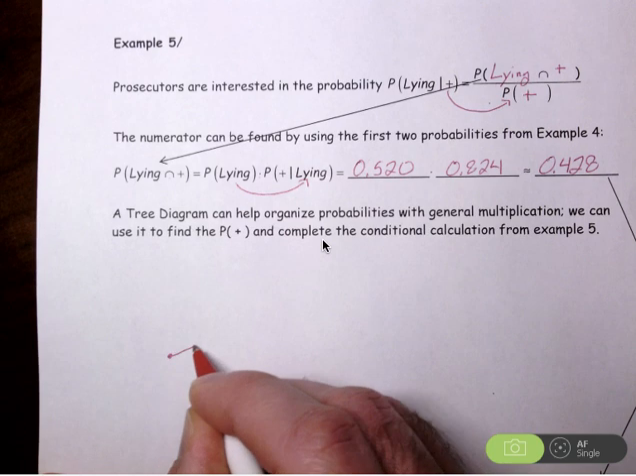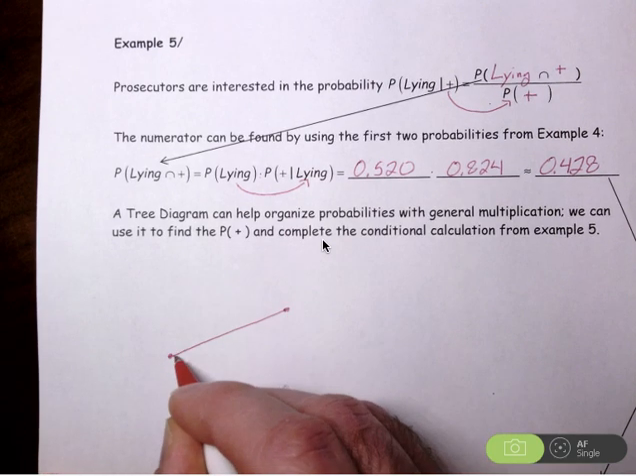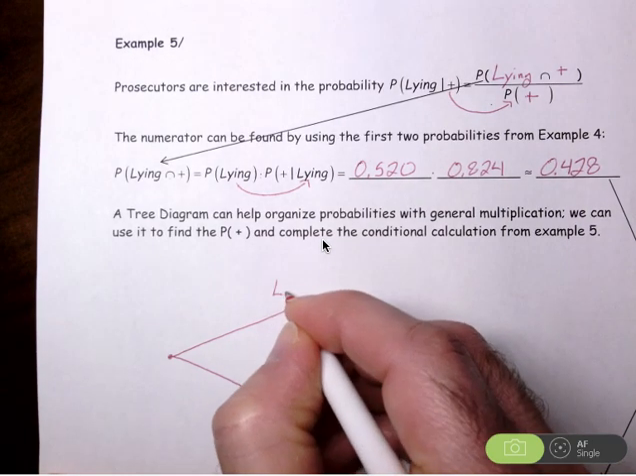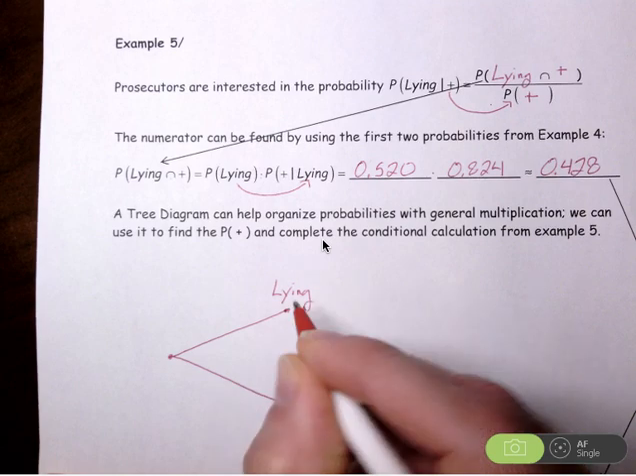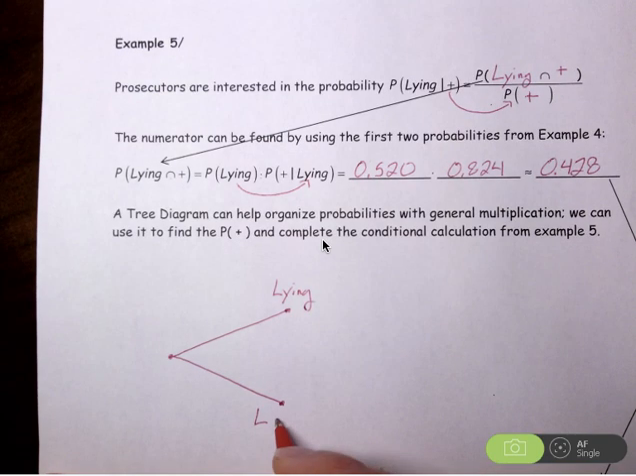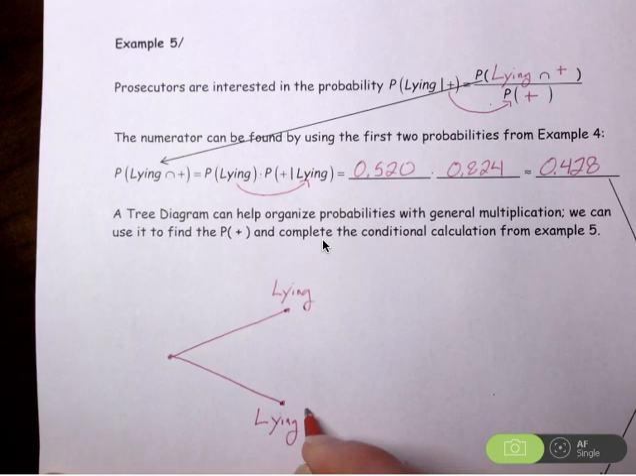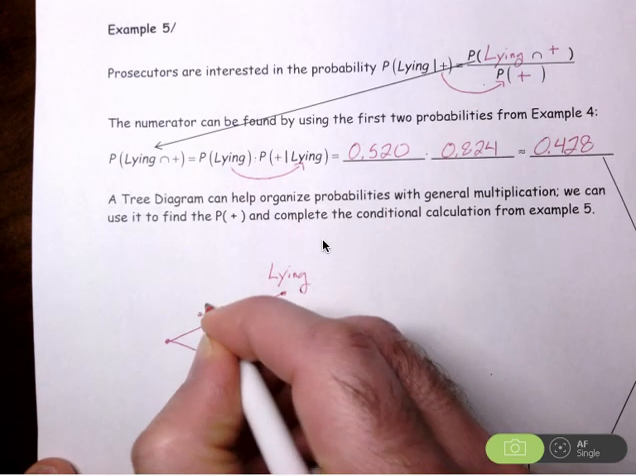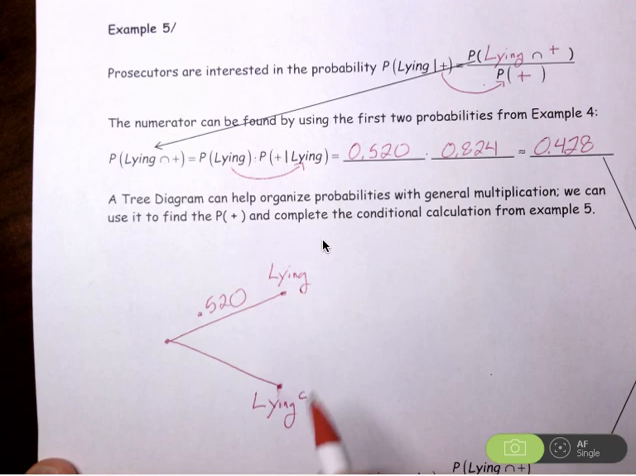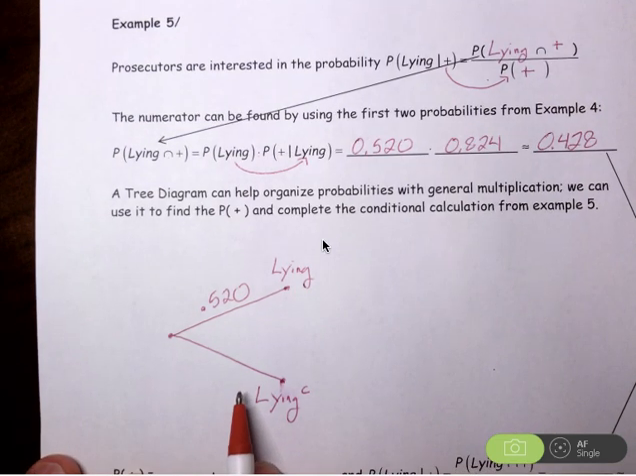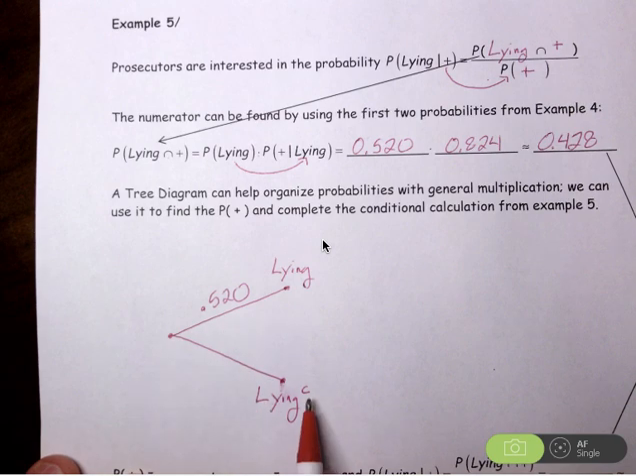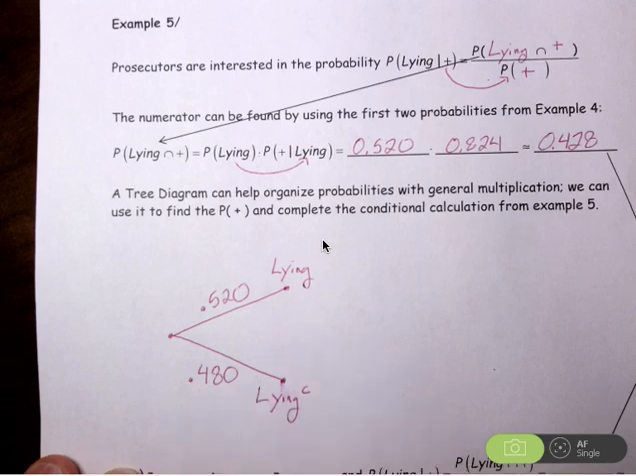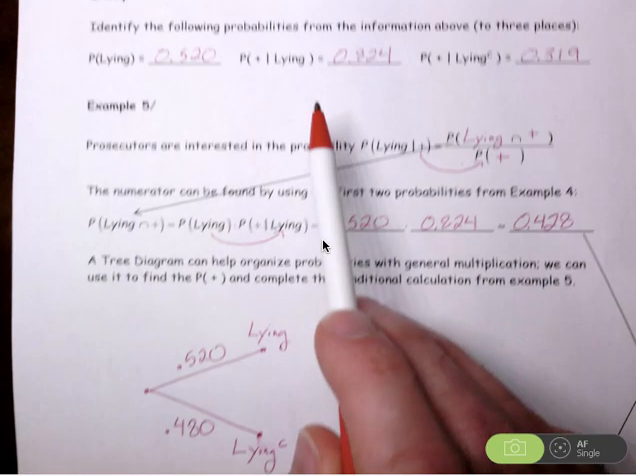There are 2 decisions that happened at the very beginning. Either the subjects were lying or they were not lying. We'll call that lying, and I'll call the other not lying, or lying complement. I'm going to put those 2 probabilities into my tree. The probability of lying was 0.520. The only alternative is they're not lying. That's 1 minus 0.520, the complement, so that's 0.480.